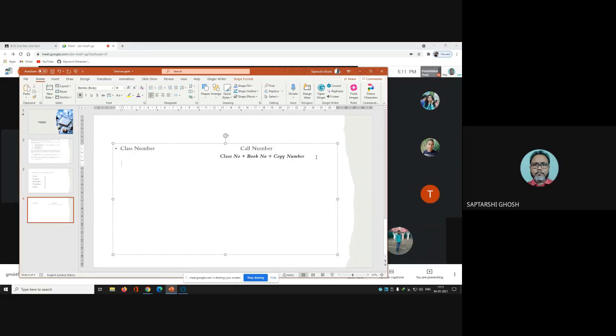Now, suppose you have a very simple book, Library Classification, in DDC that is 025.443. This is the DDC notation for the class number.